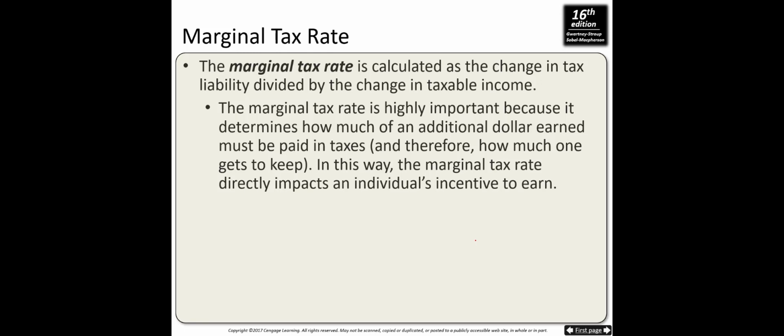Marginal tax rate is highly important because it determines how much of an additional dollar earned must be paid in taxes, and therefore how much one gets to keep. In this way, the marginal tax rate directly impacts an individual's incentive to earn. So let's say you earn $100 more this month, and how much of this additional income, the change in income, you pay as tax is the marginal tax rate. If you pay $25 of this additional income in tax, then your marginal tax rate at this tax bracket is 25%.